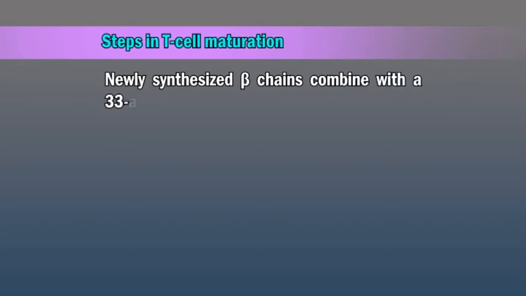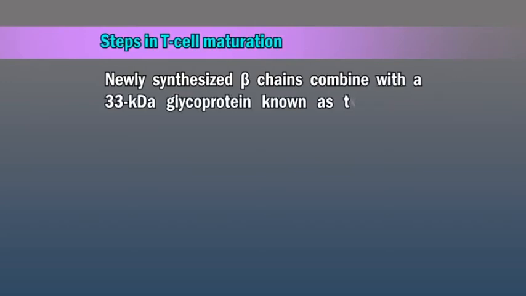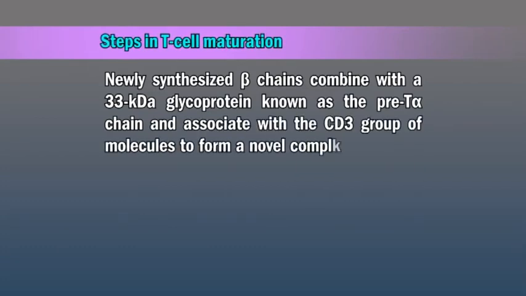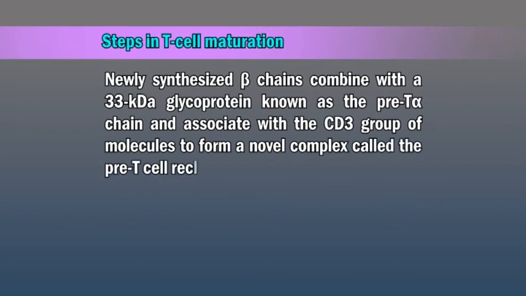Newly synthesized beta chains combine with a 33 kDa glycoprotein known as the pre-T-alpha chain and associate with the CD3 group of molecules to form a novel complex called the pre-T cell receptor or pre-TCR.